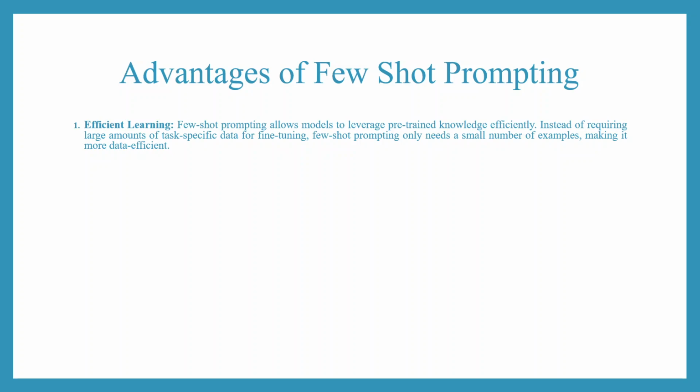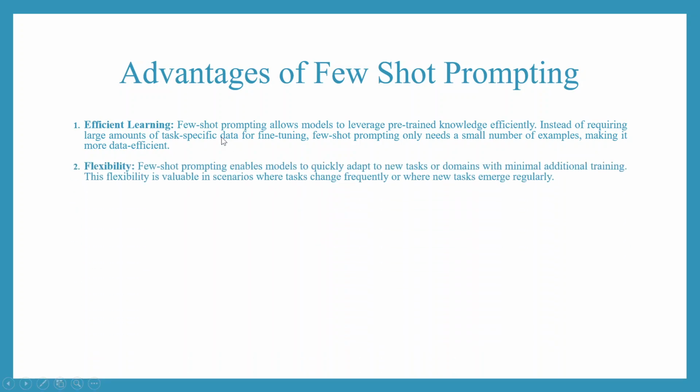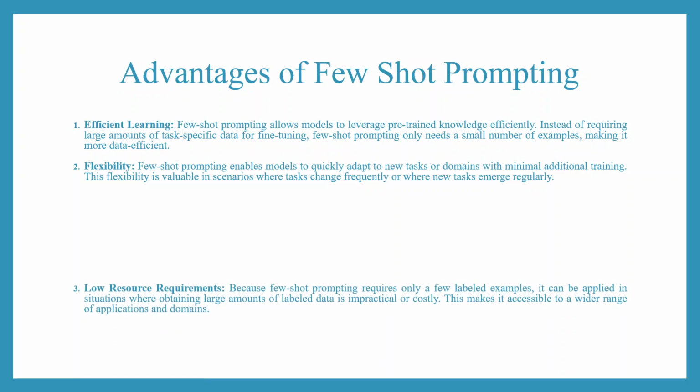Now, what are the advantages of few-shot prompting? Few-shot prompting allows the model to leverage pre-trained knowledge efficiently. Instead of requiring large amounts of task-specific data for fine-tuning, few-shot prompting only needs a small number of examples, making it more data efficient. Few-shot prompting enables models to quickly adapt to new tasks or domains with a minimal additional training. This flexibility is valuable in scenarios where tasks change frequently or where new tasks emerge regularly.